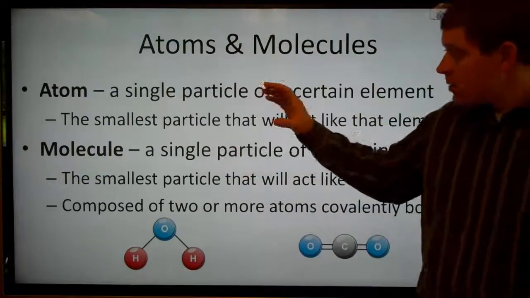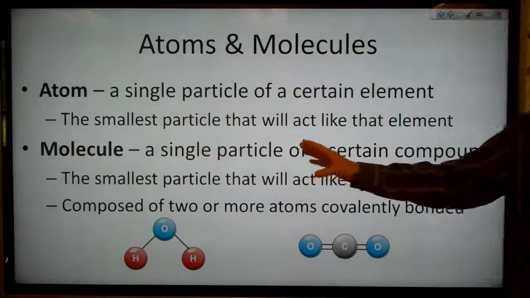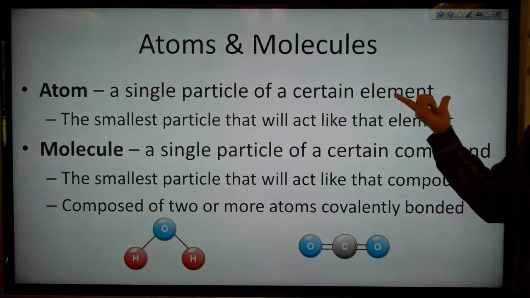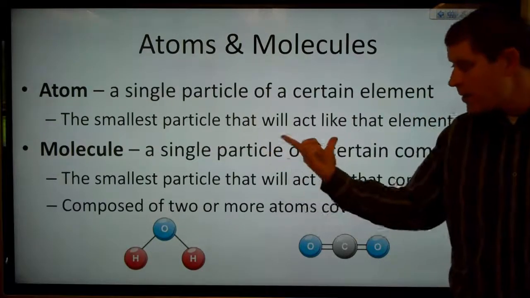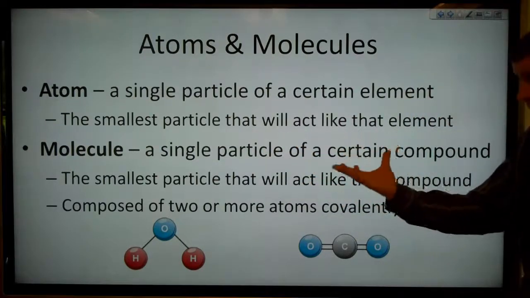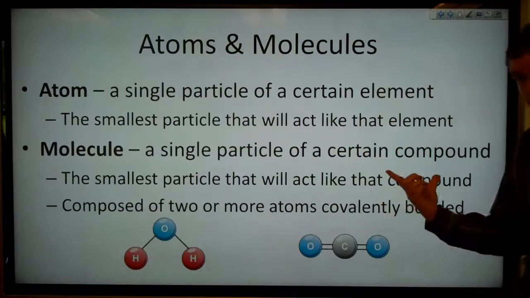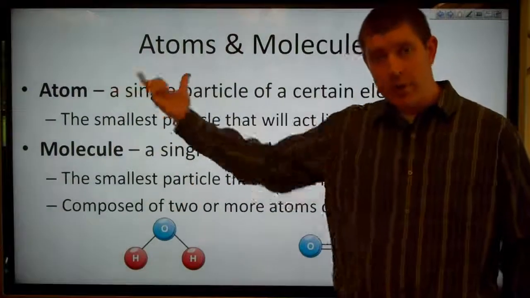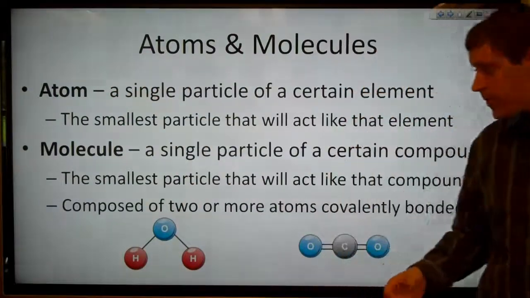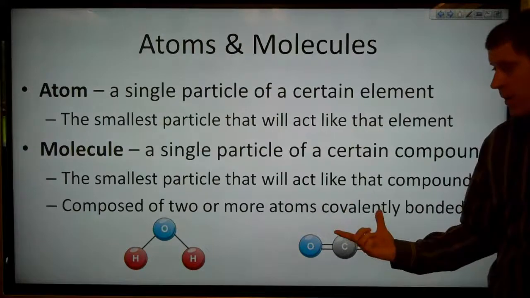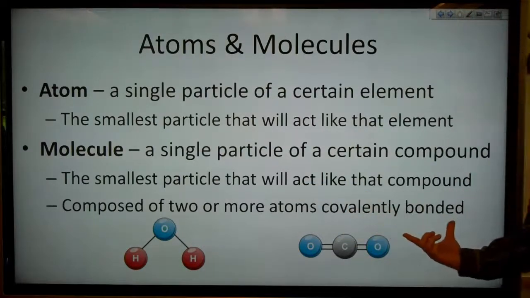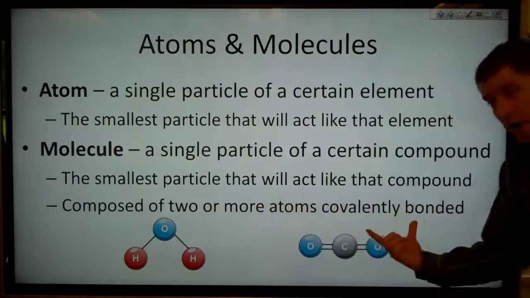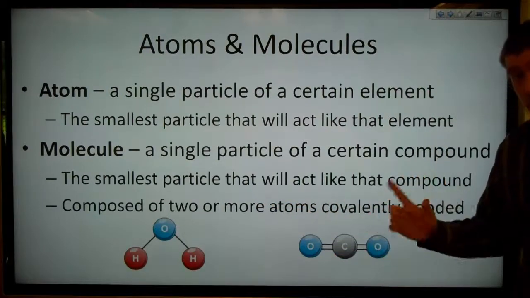And then we have molecules. This is a single particle of a certain compound. Compound is different than element. A molecule is the smallest particle that will act like that compound. If we get any smaller, we get to atoms. Each molecule is made up of multiple atoms. So our molecules are composed of two or more atoms that are covalently bonded together. Note here that I've specified covalently bonded together, not ionically bonded together.